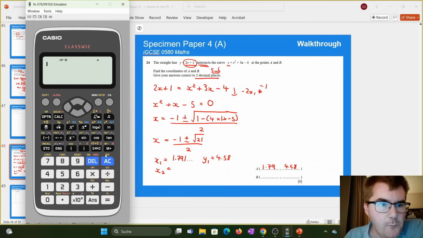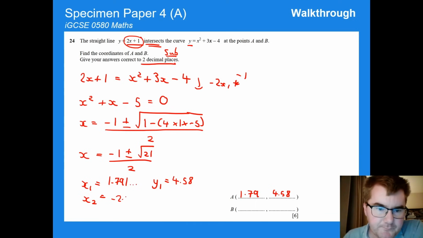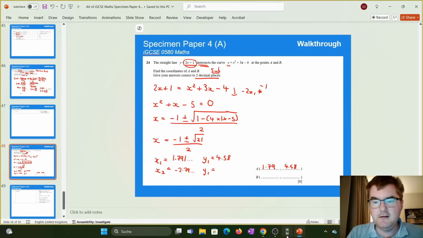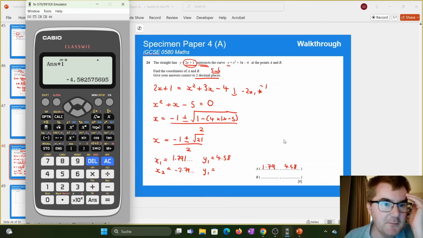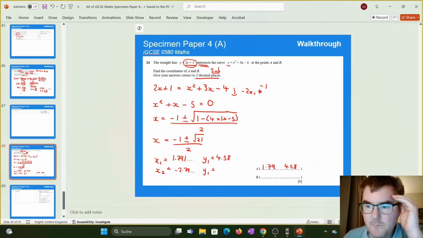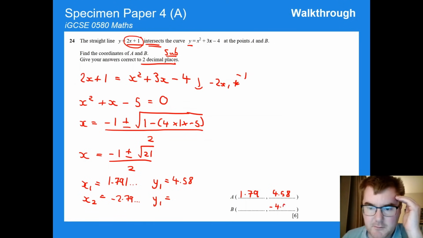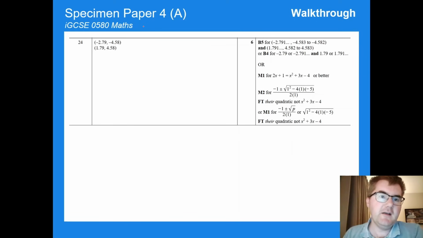And now we do the second pair. So we have minus 1 minus root 21 over 2. That gives us minus 2.79... And again, we can substitute this in. Sure you're liking that sound at this point. 2 times answer, add the 1, minus root 21, that's nice, minus 4.58. So minus 4.58 and minus 2.79. So there we are, those are the 2 answers.